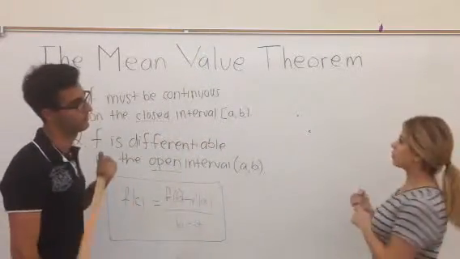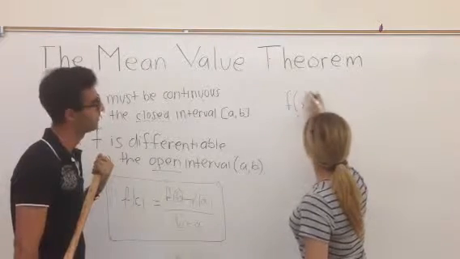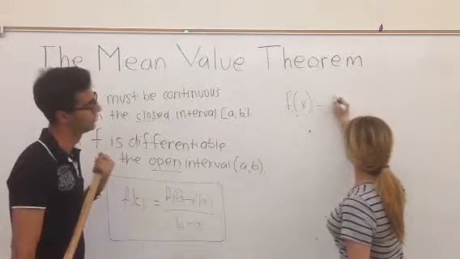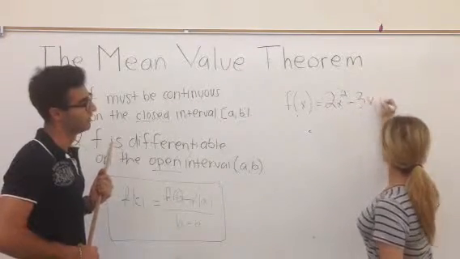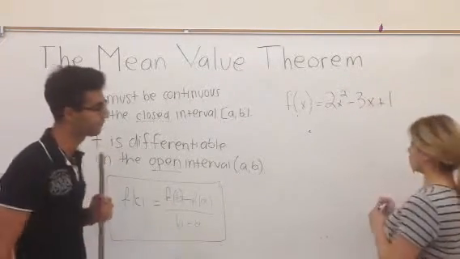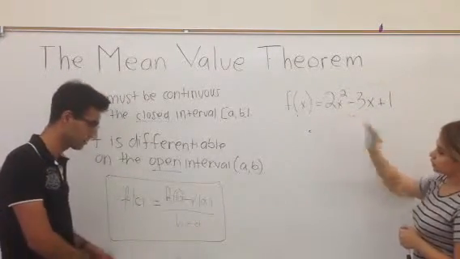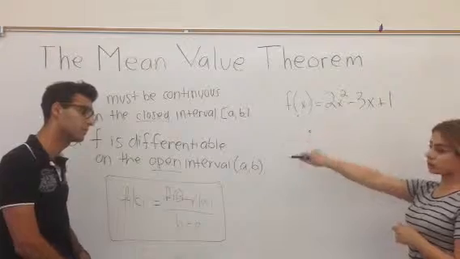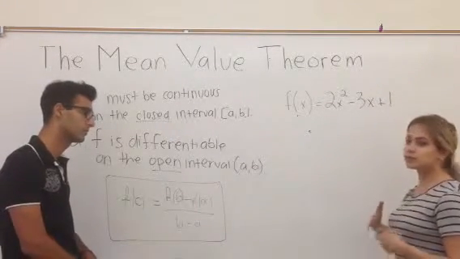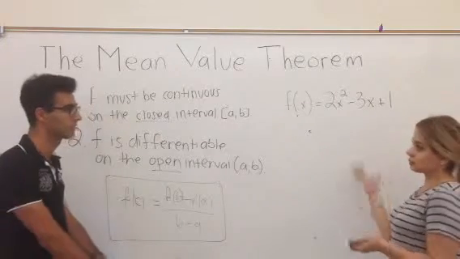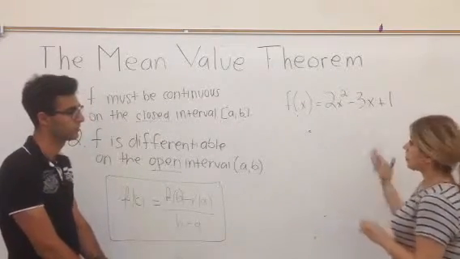Okay, so suppose we're given this function, f of x equals 2x squared minus 3x plus 1. The directions say to satisfy that this function meets the two conditions of the mean value theorem, and then to use what the mean value theorem actually is to find such number c that actually fits into the equation. So we know that we have a polynomial here.